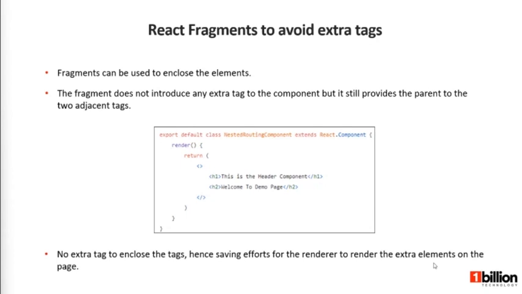The fragment does not add any extra tag to the component, but still provides the parent to the two tags so that the condition of having a single parent at the top level of the component is satisfied. In this code, there is no extra tag to enclose the tags, and here we have the fragments. Therefore, it saves effort for the renderer to render the additional elements on the page.